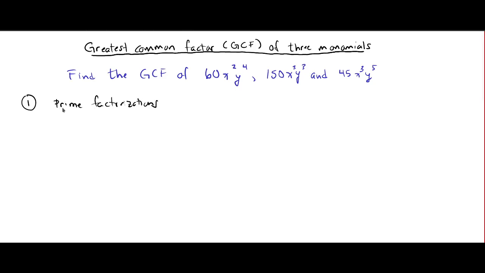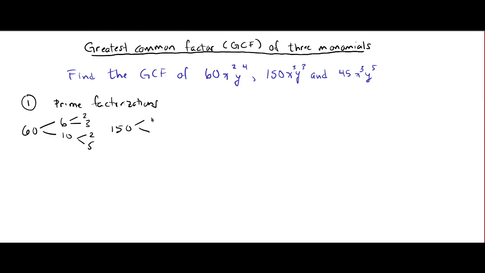Okay, so we've got 60x squared y to the fourth in this example. So let's start by factoring 60. 60 is, well, that's 6 times 10. 6 is 2 times 3, and 10 is 2 times 5. And these are all prime factors now, and we can't go any farther. So that's a prime factorization of 60, and let's do 150 and 45 while we're at it.